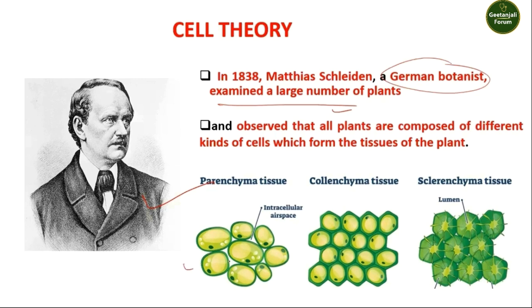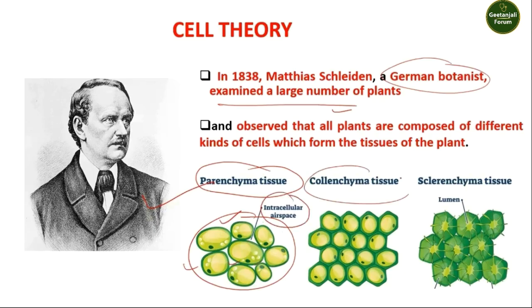For example, you can see here the parenchymatous tissue, made up of parenchymatous cells. There is an intercellular space present between these cells. Then collenchymatous tissue, made up of collenchymatous cells which don't have intercellular space. Then sclerenchymatous tissue, made up of sclerenchymatous cells. So different types of cells are found in different species of plants. This was observed by Matthias Schleiden in 1838.